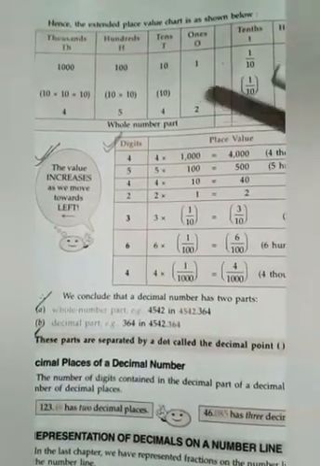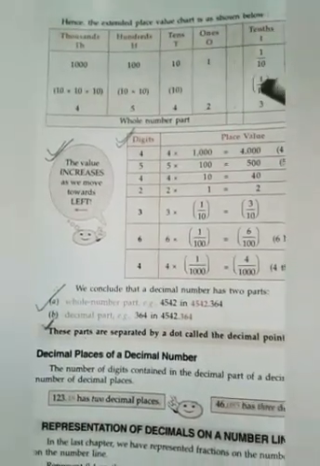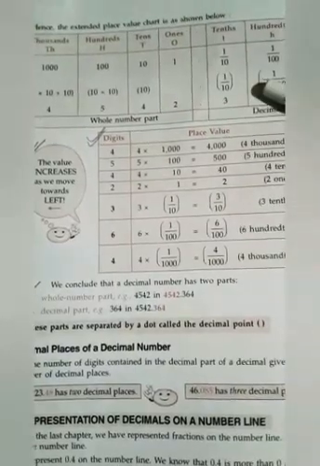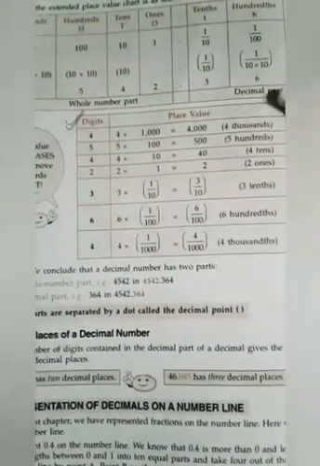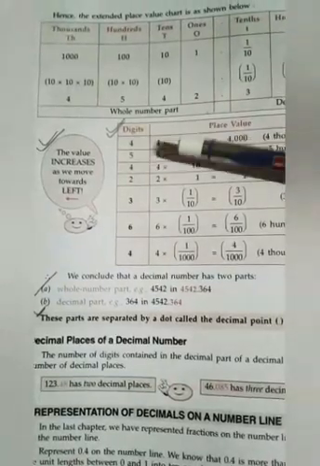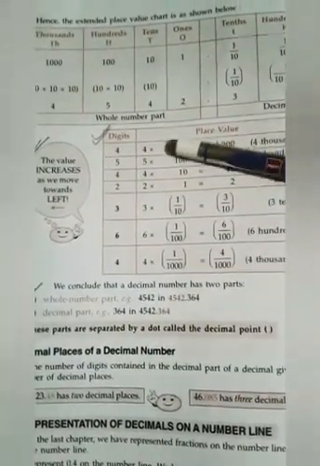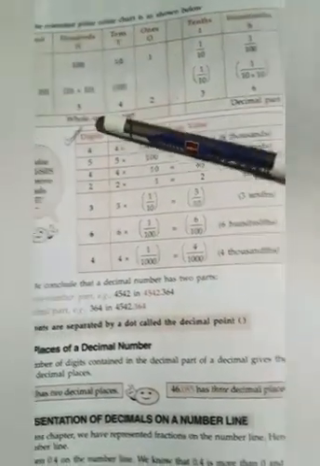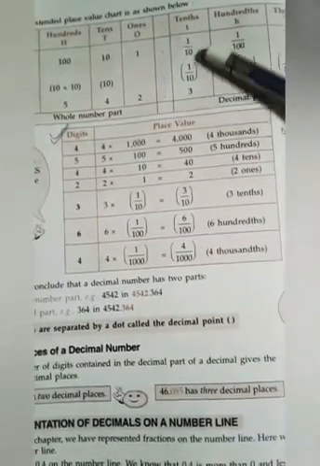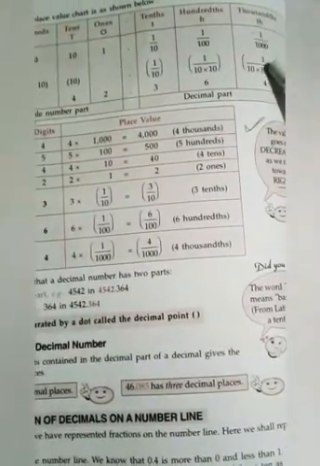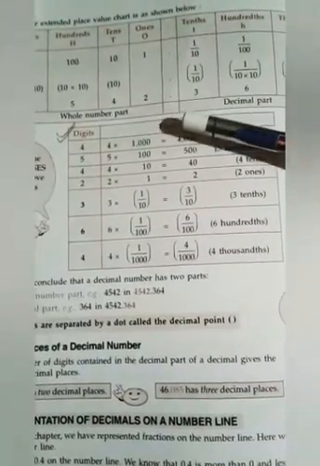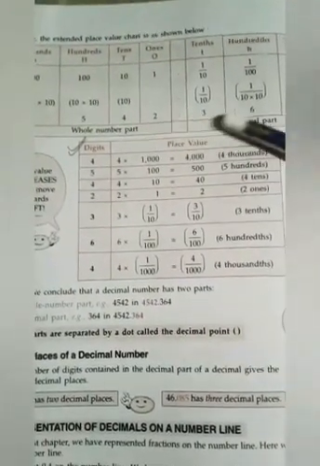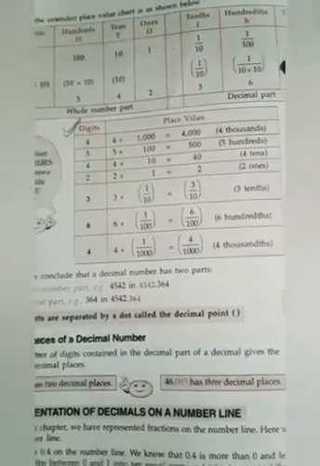Here children, one expanded place value chart is given. Here see, this is the point, and the right side is the decimal part and the left side is the whole number part. So in the whole number part, this is 1's place, 10's place, 100 and 1000 place. But in the decimal part, 1 by 10th, 1 by 100th, then 1 by 1000. So if we move left side, 10 times increase. But if we move right side, 10 times decrease.